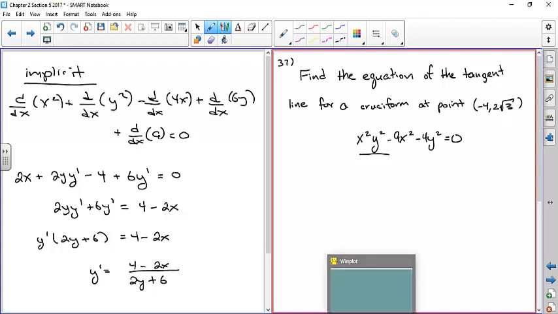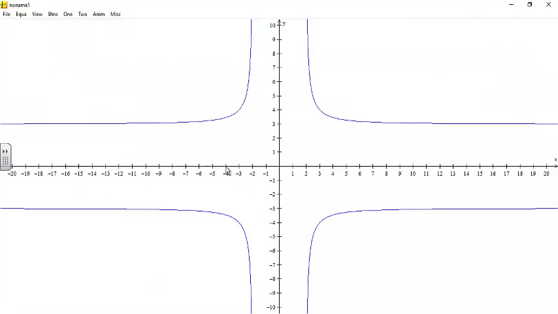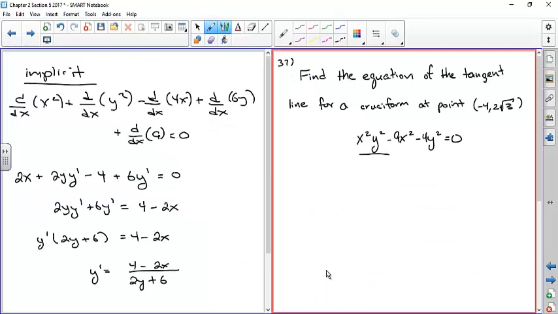So let's see where that is. -4, 2 times the square root of 3. So it's right there. So just guessing, it looks like it's going to be a positive slope. It's probably less than 1. The scale's a little off, so let's see what we get. Okay.